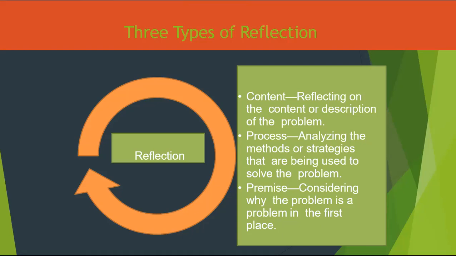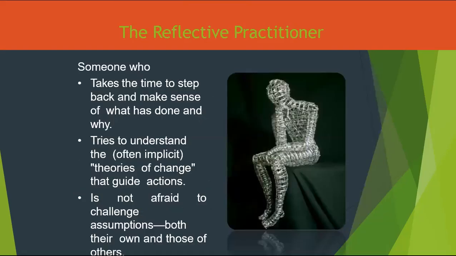The other thing is reflection in action or reflection on action, with the clear intention of internalizing certain actions for future use. Content reflection is on the content, a description of the problem. Process is analyzing the methods or strategies that are being used to solve the problem. Premise is considering why the problem is a problem in the first place.